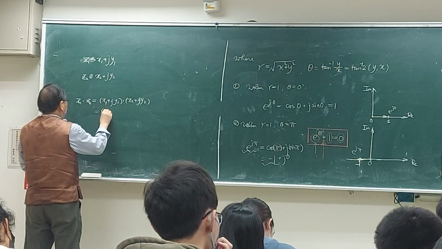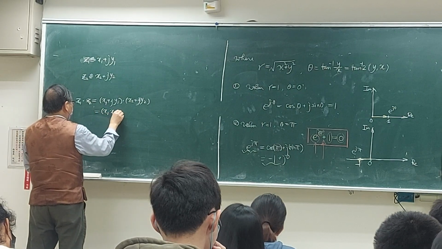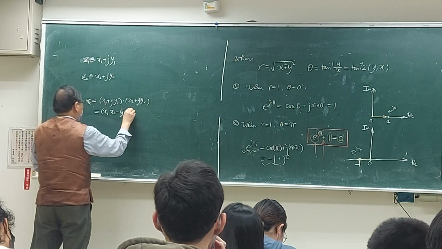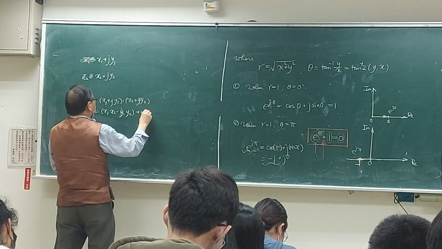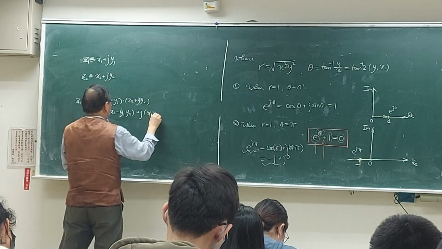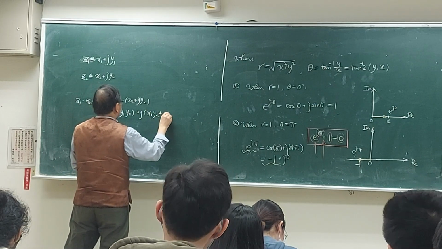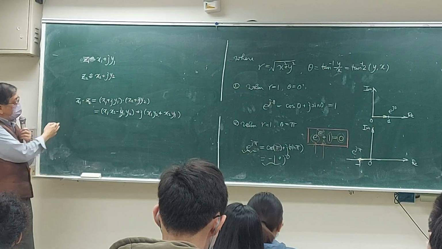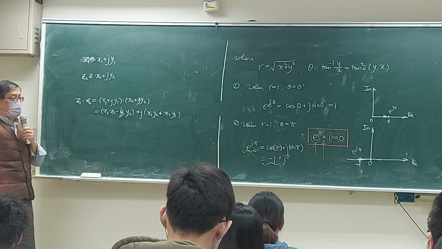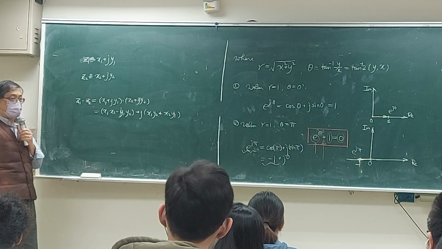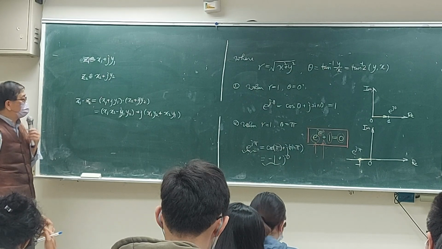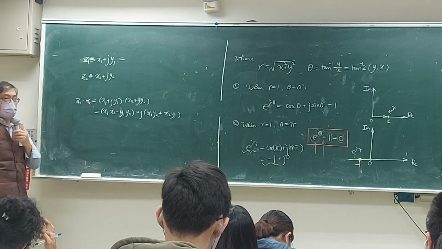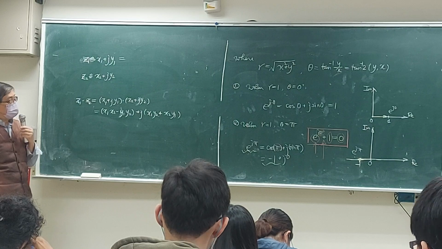Eventually you have x1 x2 minus y1 y2 plus j times (x1 y2 plus x2 y1). That's the standard product of numbers, right? But this does not give us very clear intuition or insight. So we prefer to write in the so-called Euler form, using Euler's formula.